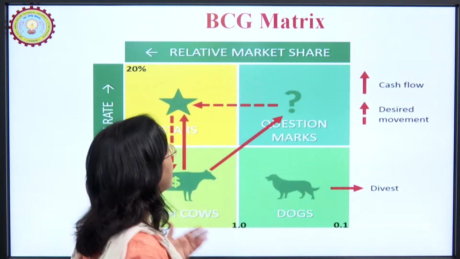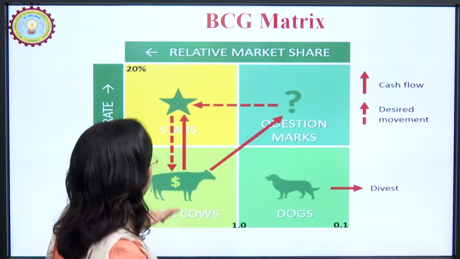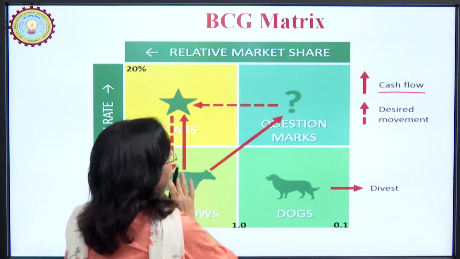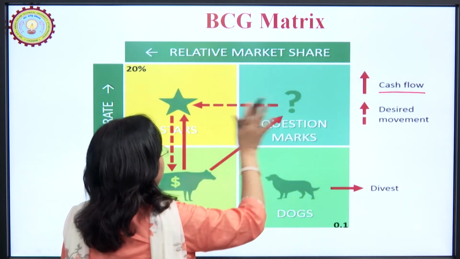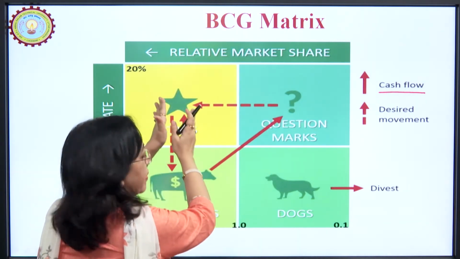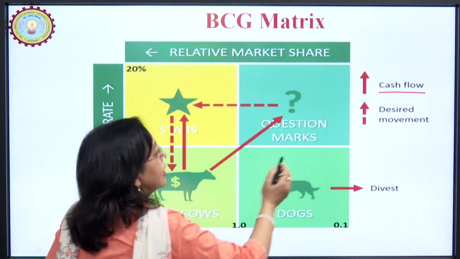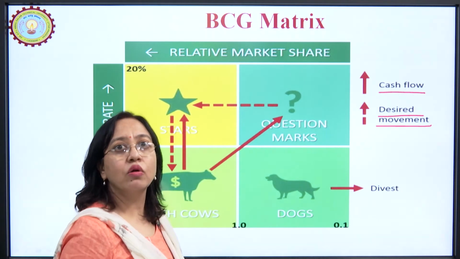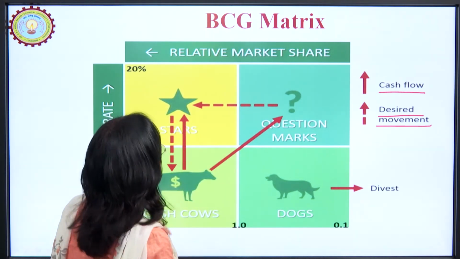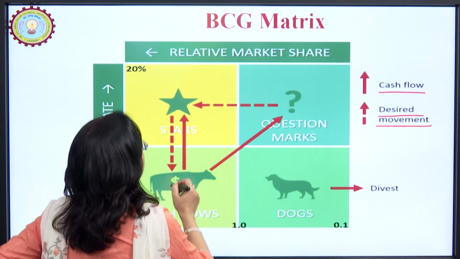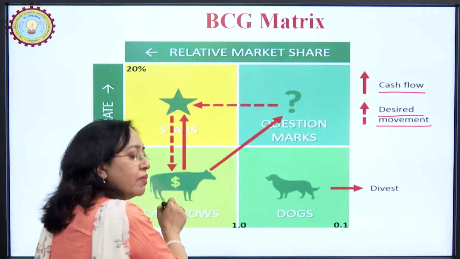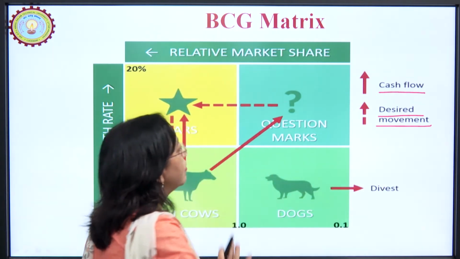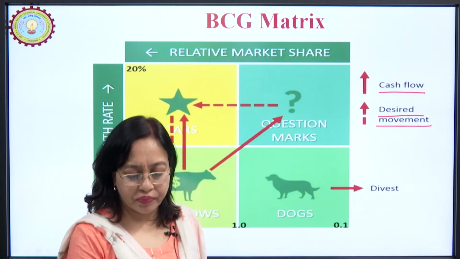So, this is how the BCG matrix looks. These are the cash cows. You can see this is the cash flow with bold arrows. From cash cows it is moving to question marks; money is being pumped to stars also, right. And the broken arrows, the dotted arrows, show the desired movement: a business which is a star should become a cash cow in the near future, and dogs need to be moved out of the business.